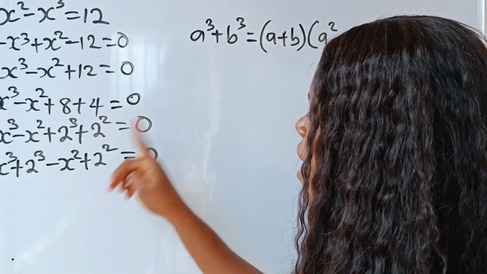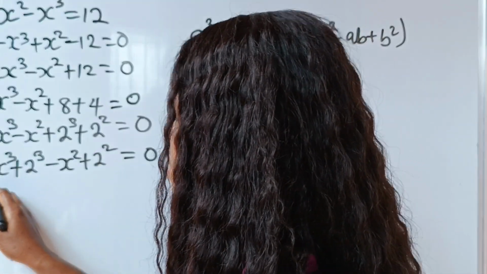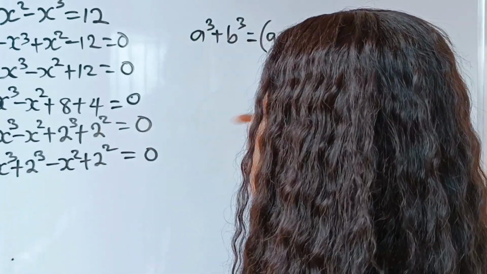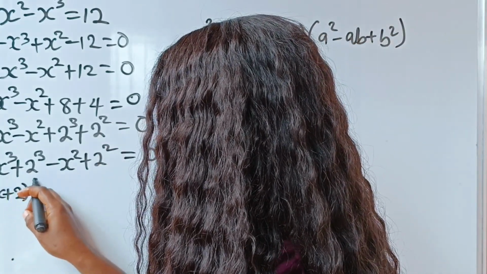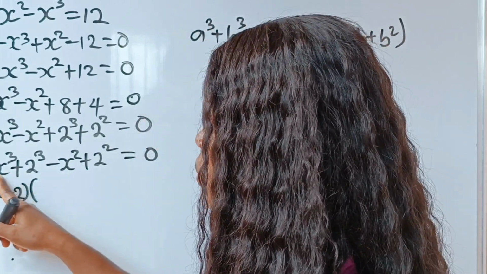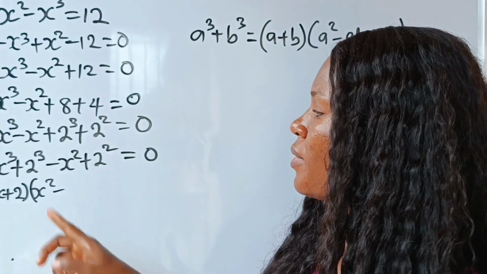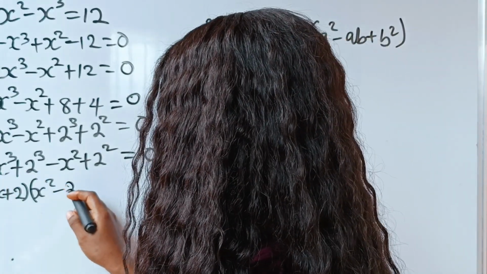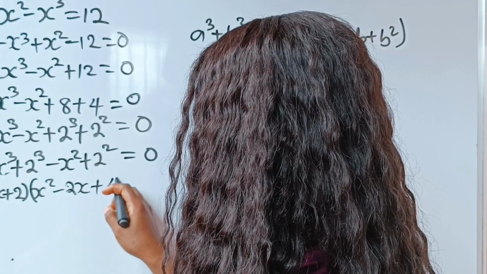Now in this case, our a is x and our b is 2. So we are going to express this in this form. It's going to be a plus b, that is x plus 2, multiplied by a squared, that is x squared, minus ab, that is 2x, plus b squared, that is 2 squared, which will give us 4.